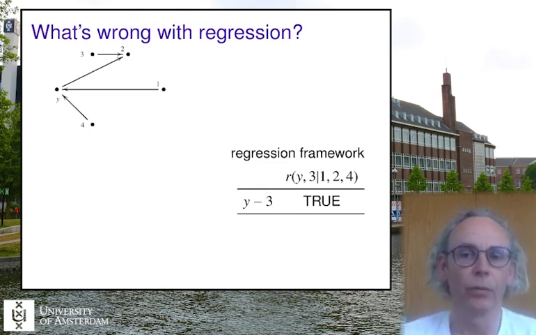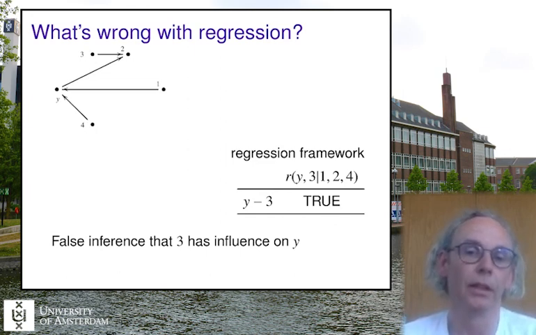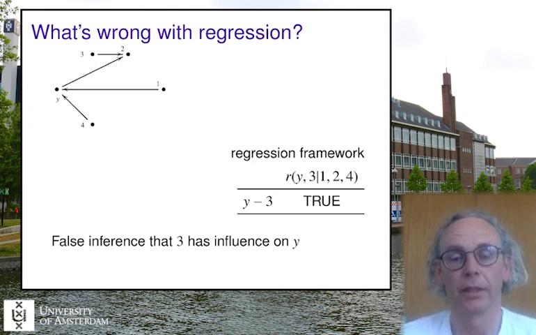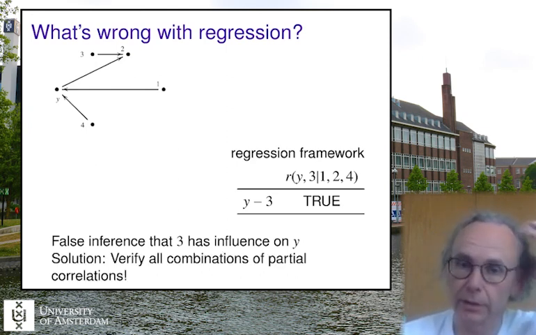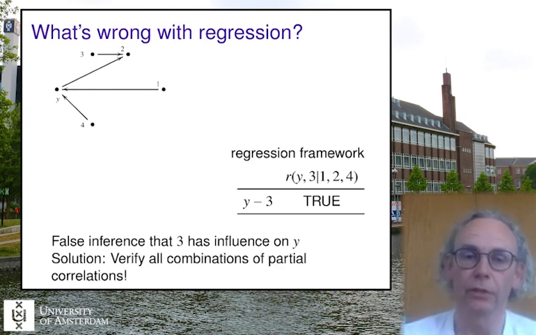So this is how we get from our data to a graph. And if we do it incorrectly, just by a single regression, then we won't get there. We need to verify all combinations of partial correlations, or all regressions that we can think of, for all combinations of variables. That will allow us to get from the data to a graph.